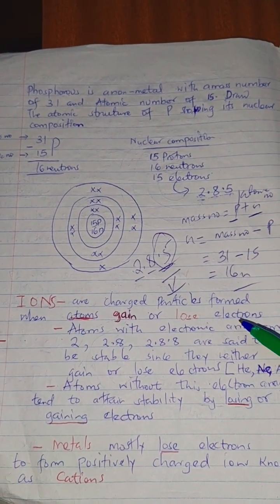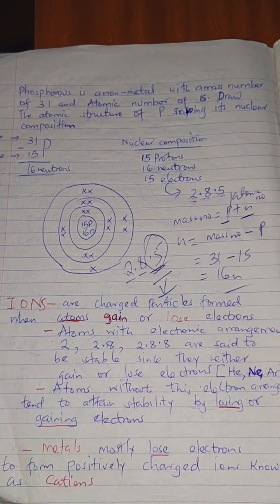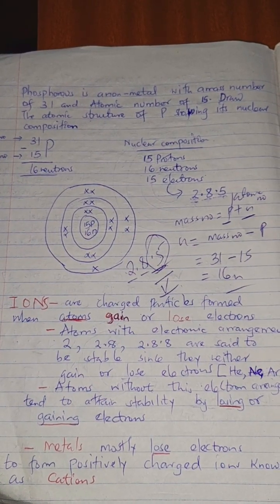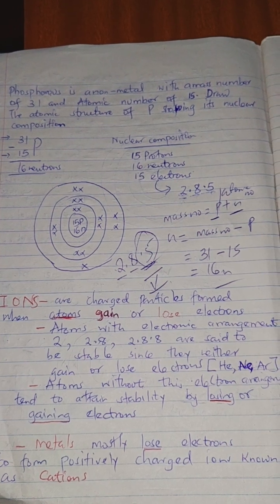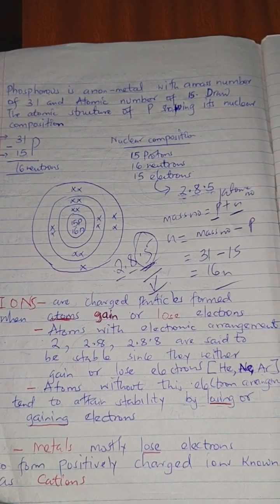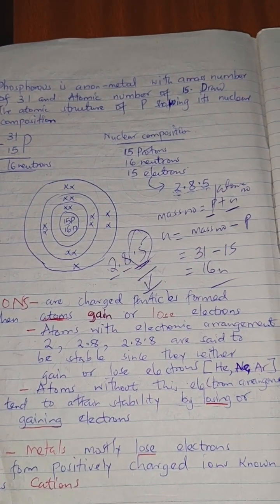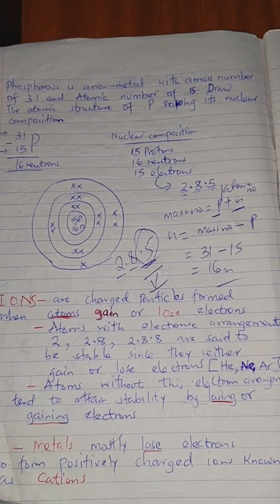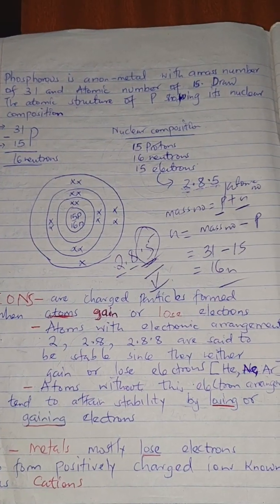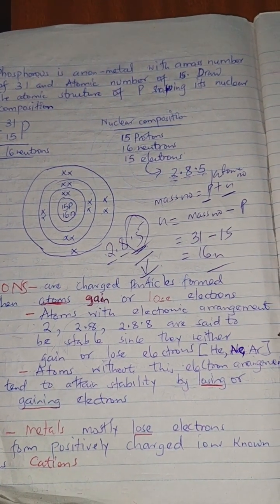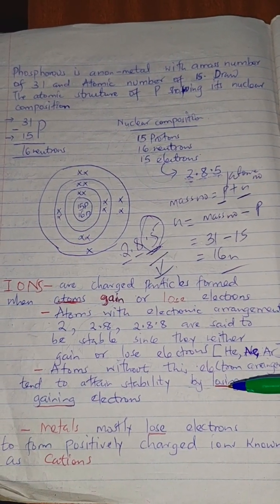So atoms with electronic arrangement 2, that is helium, 2:8, that is neon, 2:8:8, that is argon, are said to be stable since they neither gain nor lose electrons. So therefore, these elements do not form compounds because they are stable. They neither gain nor lose electrons. Elements react because they lose and gain electrons. What makes elements react is either gaining or losing of electrons. Atoms without this electron arrangement tend to attain stability by losing or gaining electrons.